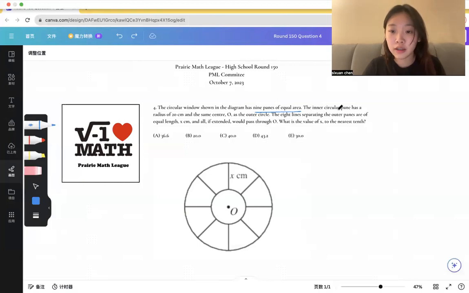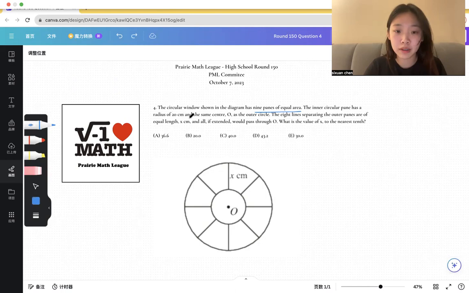And the inner circular plane has a radius of 20 centimeters. So this little circle in the middle right here has the radius of 20 centimeters, and the same center as the outside circle. So this larger circle and the smaller circle share the same center right here.